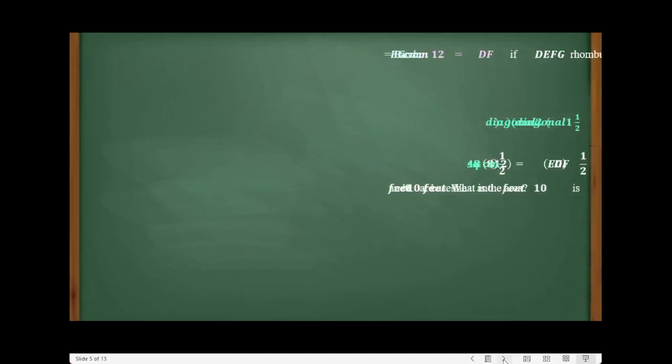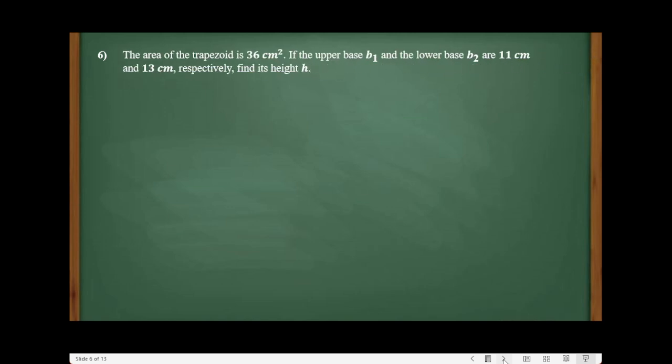Okay, we go to the next example, number 6. The area of the trapezoid is 36 square centimeters. If the upper base b sub 1 and the lower base b sub 2 are 11 centimeters and 13 centimeters respectively, find the height of the trapezoid. So how do we answer this particular problem?